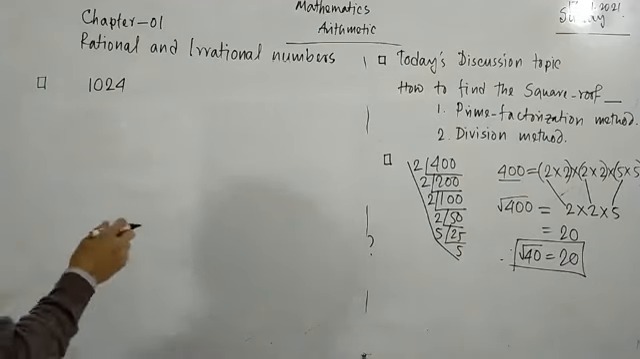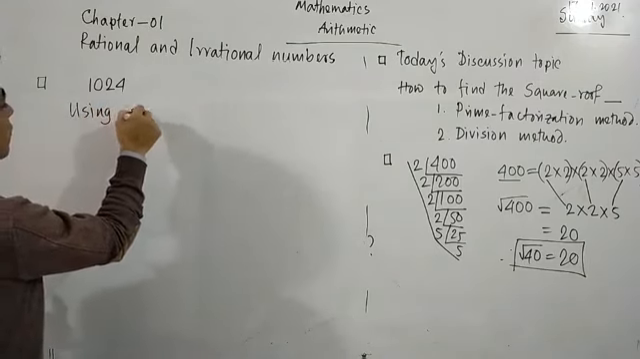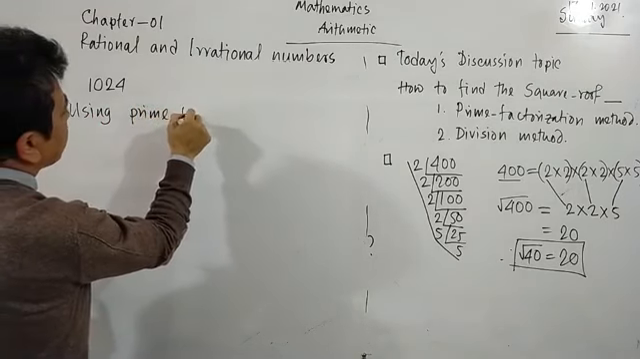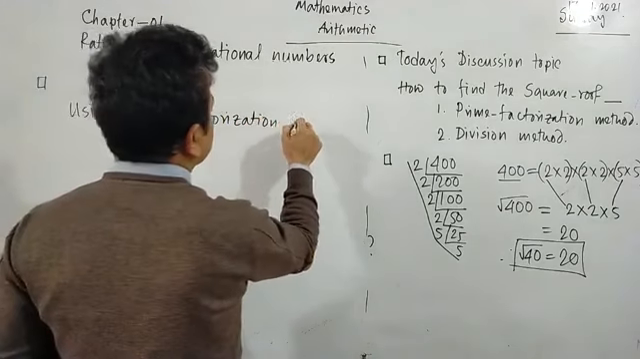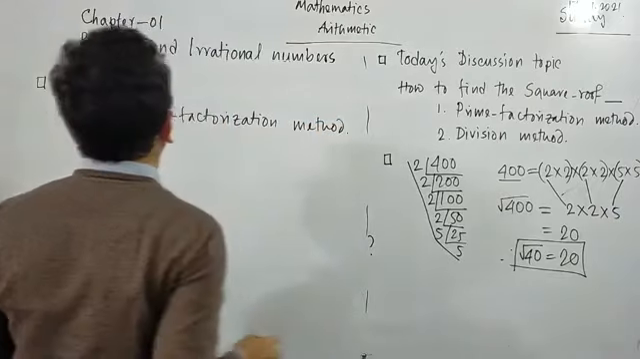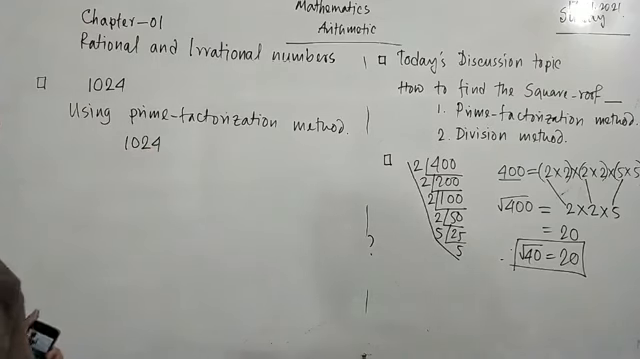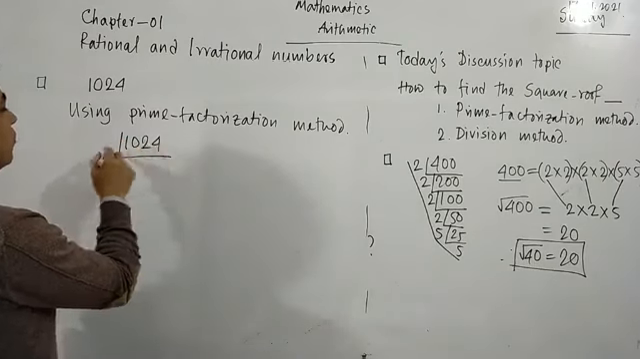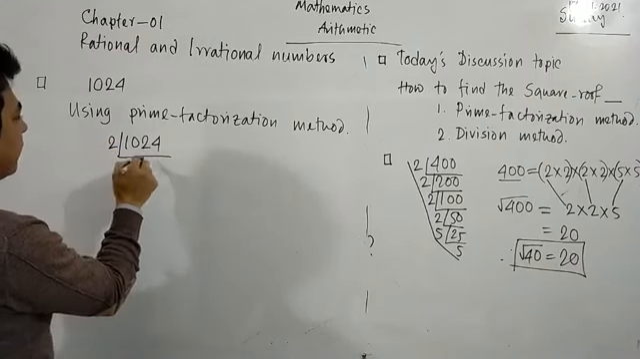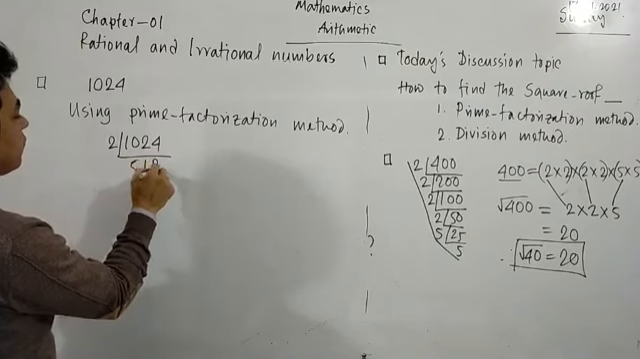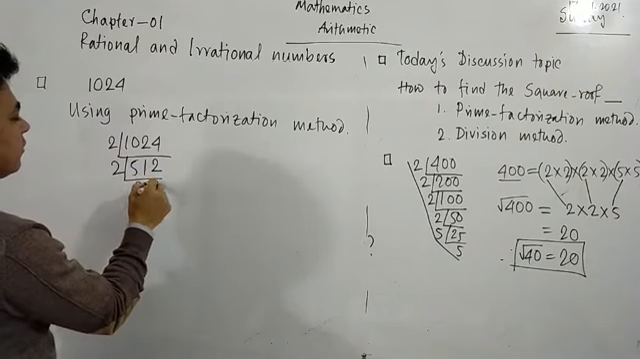So look at that here. We are using the prime factorization method. So we know how to proceed using the prime factorization method. We have to divide. Here is 4, so we can divide by 2. If we divide by 2, it is 512.